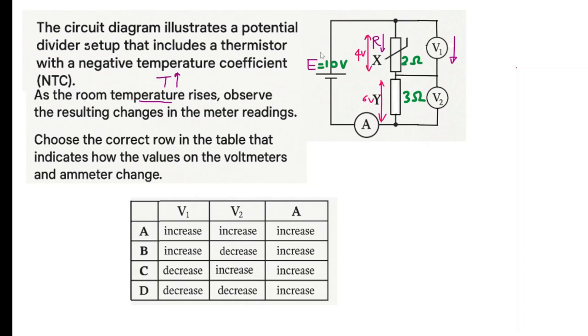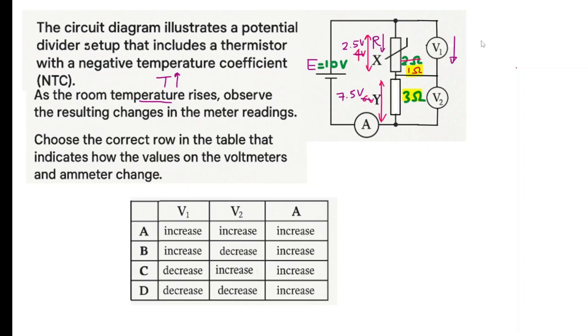Now, the temperature rises, the resistance decreases. Say this 2 ohm now becomes 1 ohm. This 3 ohm does not change because it's a fixed resistor. So what will happen now? Now, only 1/4. Why 1/4? Because the new resistor values are 1 and 3, and 1 plus 3 is 4. So 1/4 of 10 is 2.5. So this will be 2.5 volts and this will be 7.5 volts. You can clearly see it was 4 volts before. It becomes 2.5 volts now. So the voltmeter reading decreases.